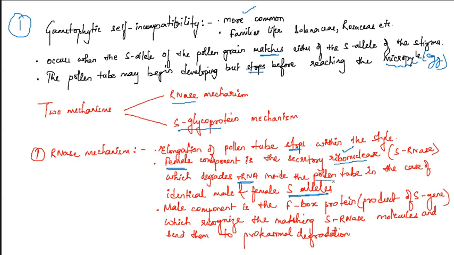Also, the male component will produce F-box protein. They will degrade the sRNase molecules of the female, and the female will degrade the rRNA of the pollen tube.